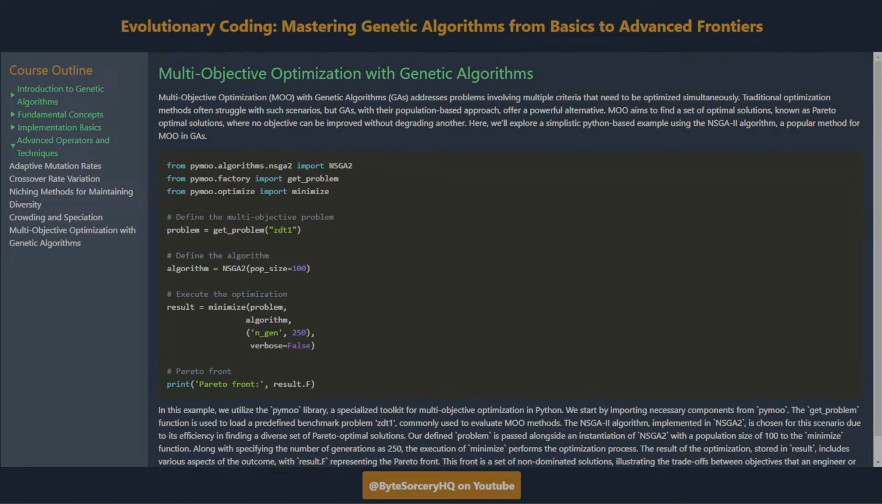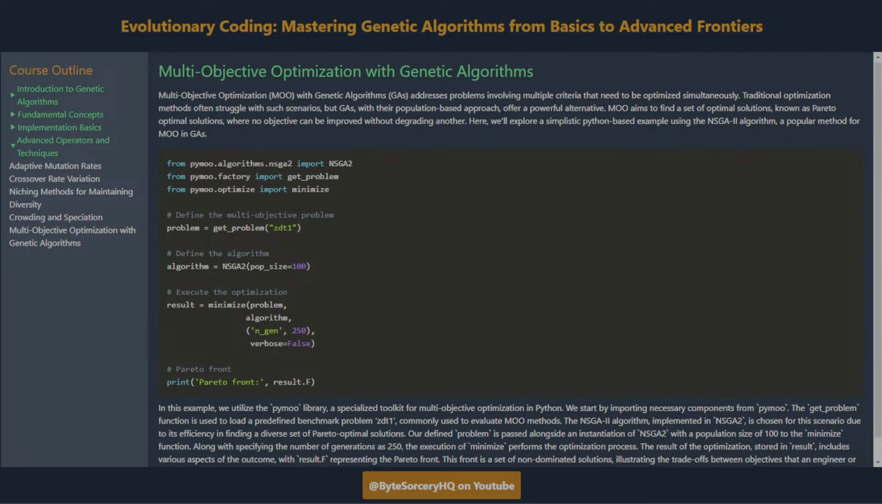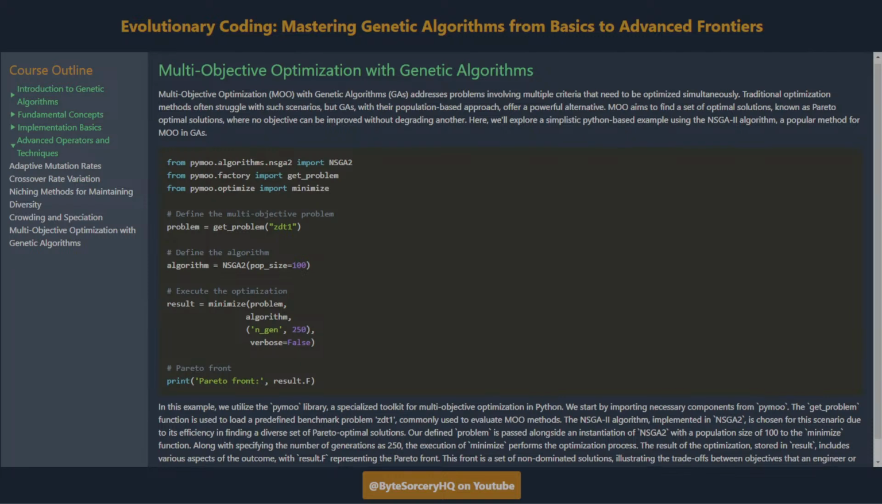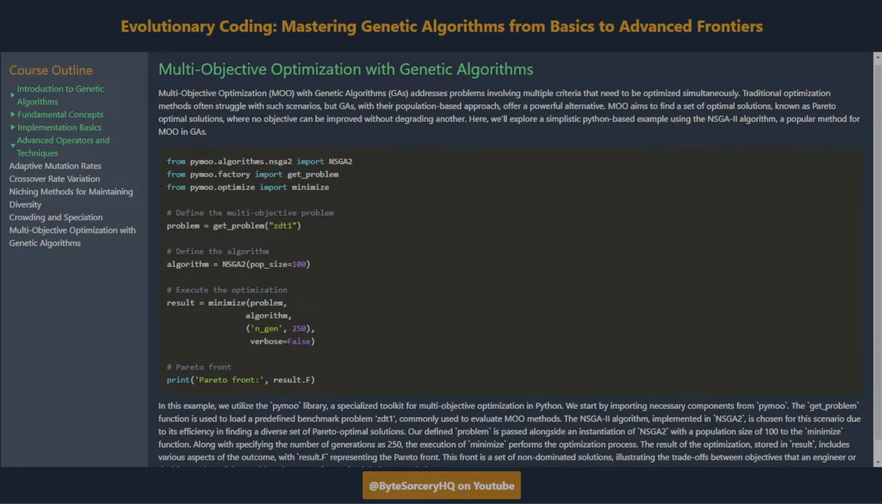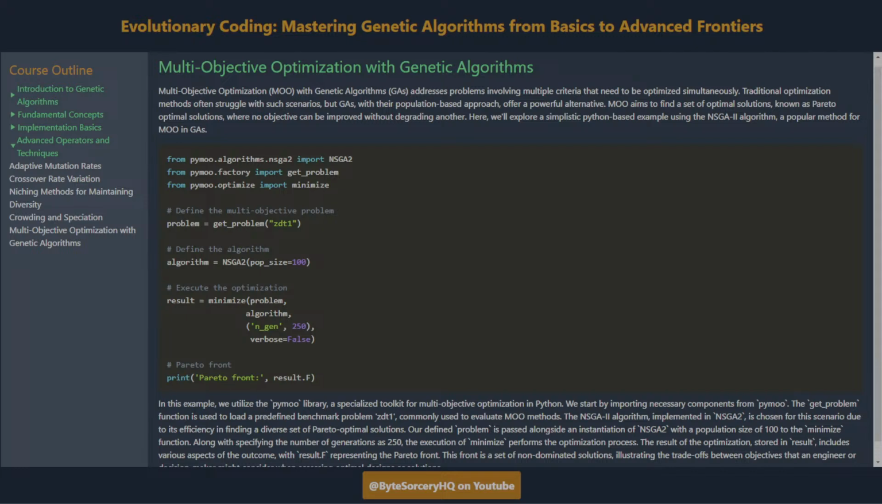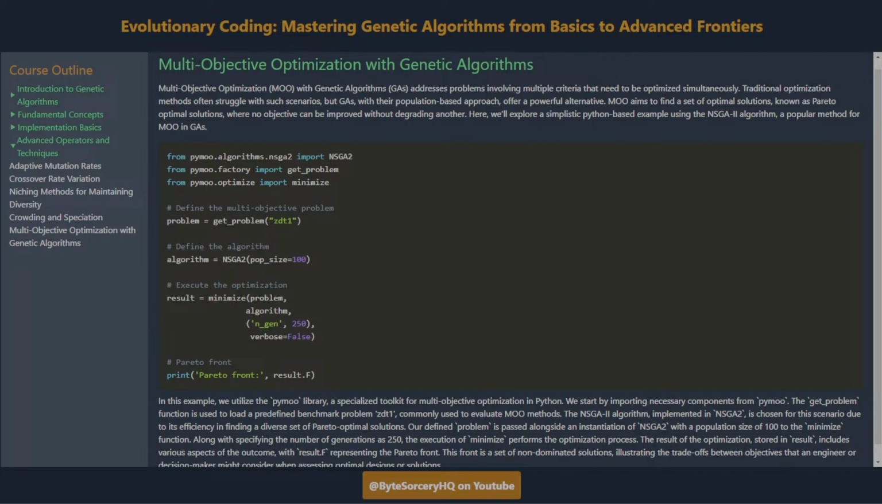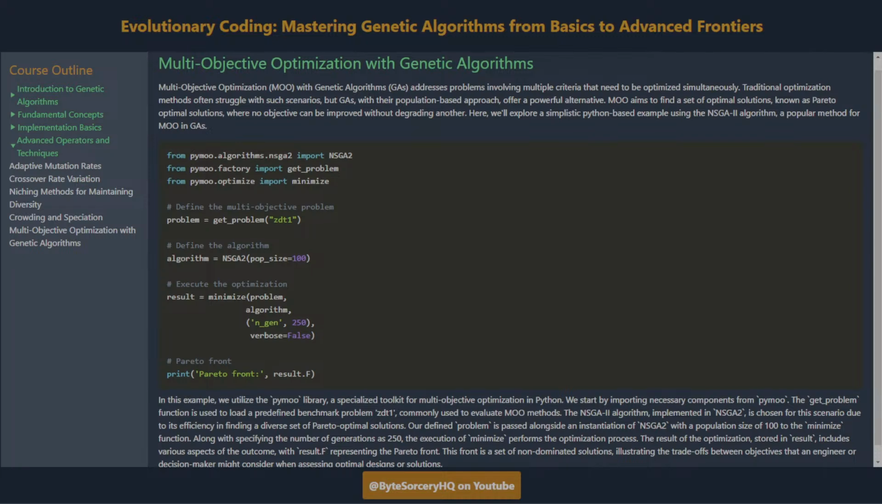Multi-objective optimization with genetic algorithms. Multi-objective optimization, MOO, with genetic algorithms, GAs, addresses problems involving multiple criteria that need to be optimized simultaneously. Traditional optimization methods often struggle with such scenarios, but GAs, with their population-based approach, offer a powerful alternative. MOO aims to find a set of optimal solutions, known as Pareto optimal solutions, where no objective can be improved without degrading another. Here, we'll explore a simplistic Python-based example using the NSGA-II algorithm, a popular method for MOO in GAs. In this example, we utilize the pymoo library, a specialized toolkit for multi-objective optimization in Python.